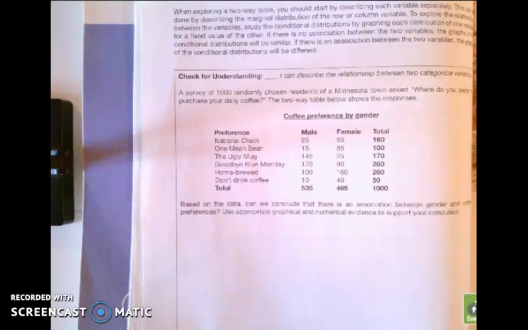So you could say, you know, this percentage of males, and have your bottom part of your graph shaded one way is the national chain, and then stacked on top of it would be the percent who like the One Mean Bean, and you keep stacking up until you get to 100% for that segmented or mosaic bar graph. So that's kind of what we did in the middle part of chapter 1.